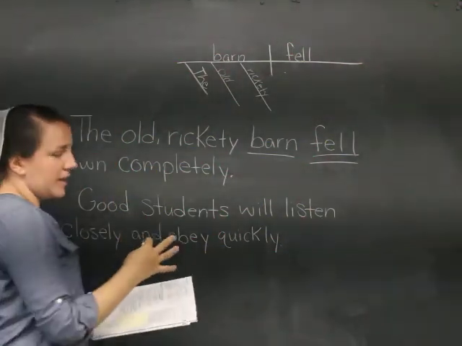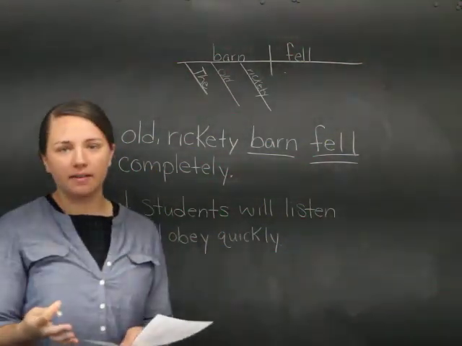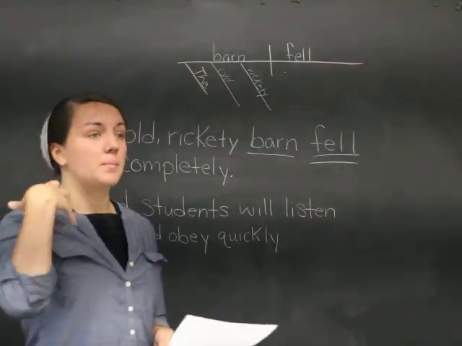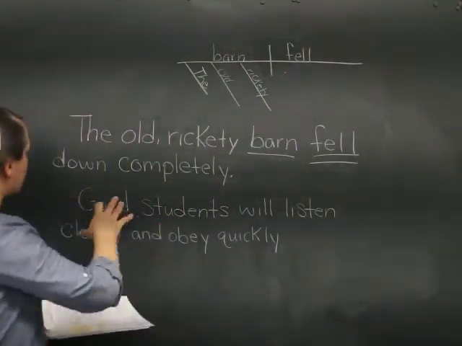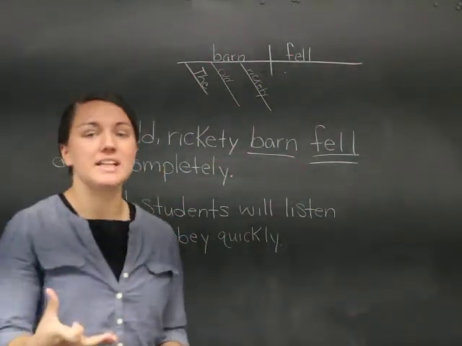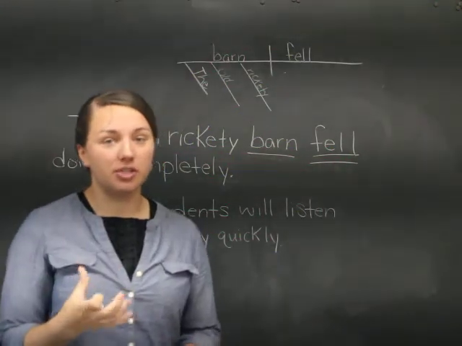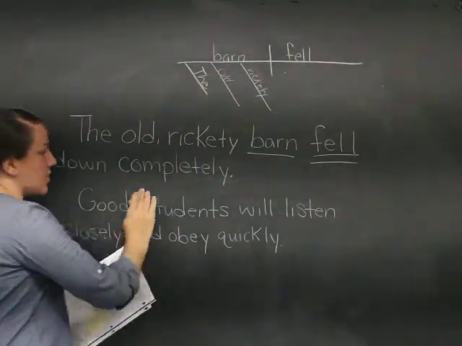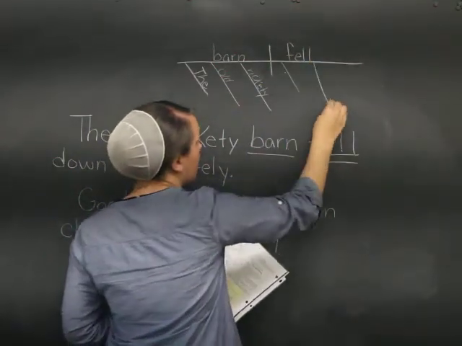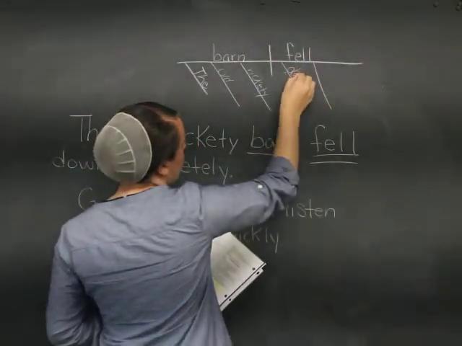The old rickety barn fell down completely. What are down and completely? They're also describing words. They're saying maybe where it fell, or how it fell, and then to what extent it fell. It fell completely. And those are adverb questions. So these are words that are describing our verb fell. So down and completely should be diagrammed right underneath fell.